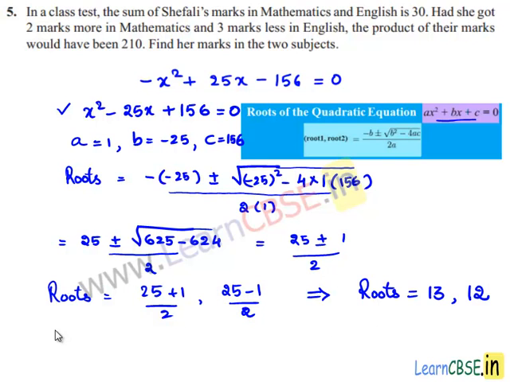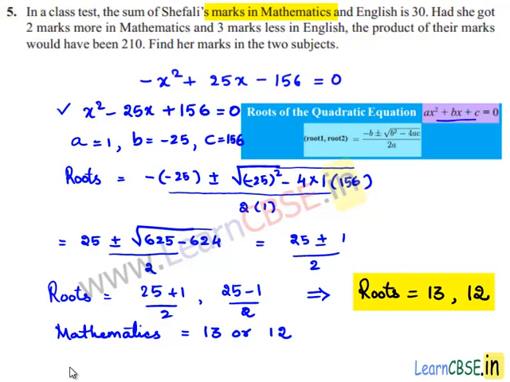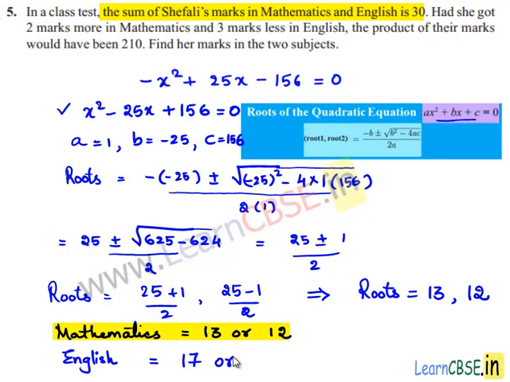Shefali's marks in mathematics is equal to 13 or 12. English marks is equal to 30 minus 13, which is 17, or 30 minus 12, which is 18. Therefore, Shefali's marks in mathematics is either 13 or 12. Her marks in English is either 17 or 18.